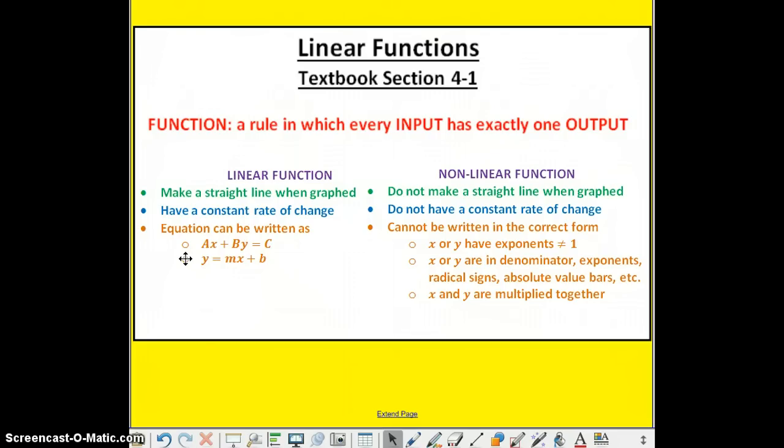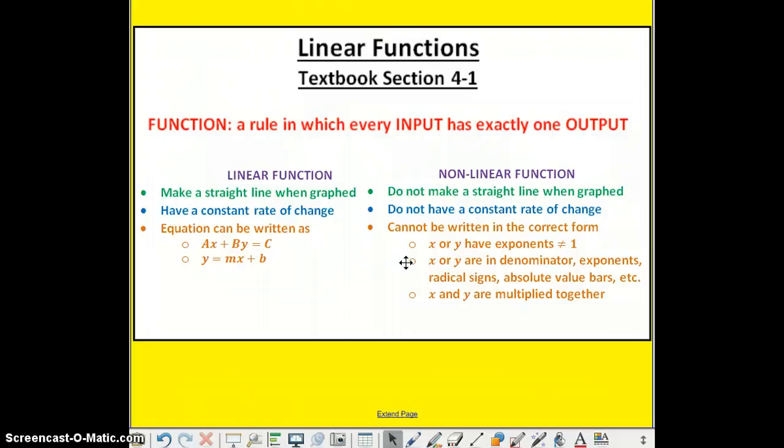The only times that will be impossible is these cases. When x or y has an exponent, such as x squared or y cubed, when x or y is in the denominator, when x or y is the exponent, when they're under a radical sign, or when there are absolute value bars around them. So basically any of these weird funky symbols, you don't want them in your equation if you're trying to make it into a linear function.